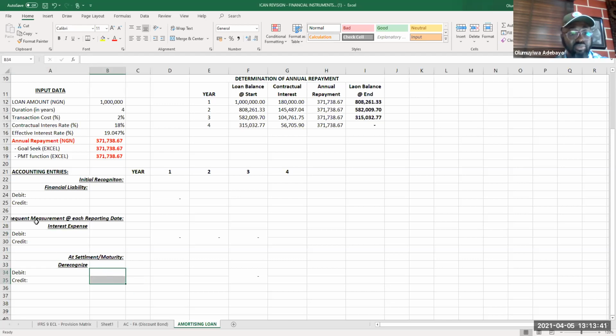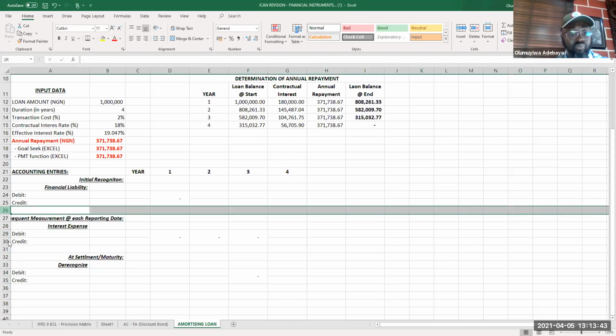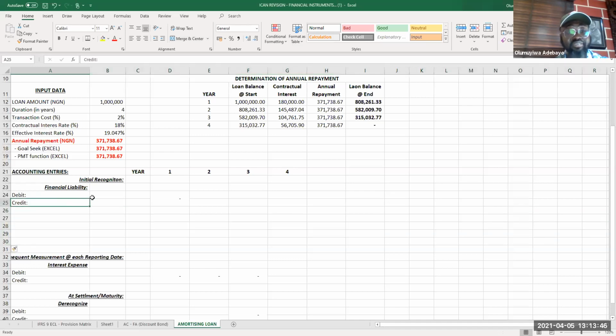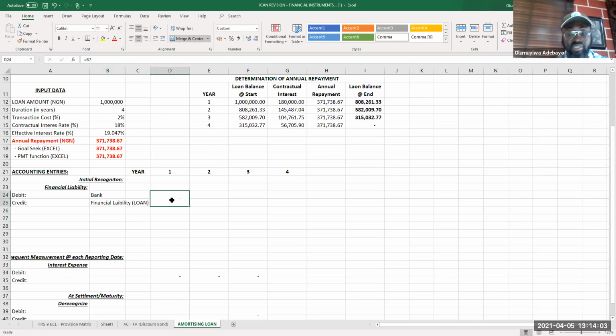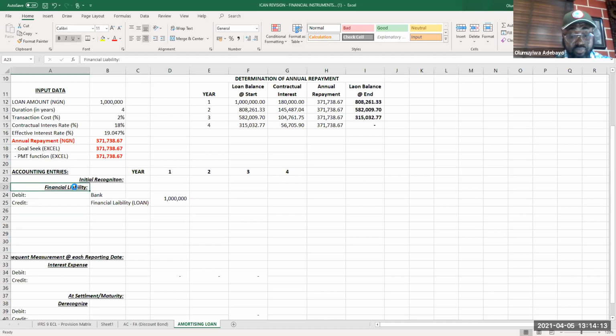Okay, now let's start one by one. We recognize the financial liability by recognizing that we receive money from the bank, which makes us indebted to the bank. Loan. We obtain a loan. How much did we obtain? We obtained 1 million naira. But again, there are transaction costs, which we have to recognize.